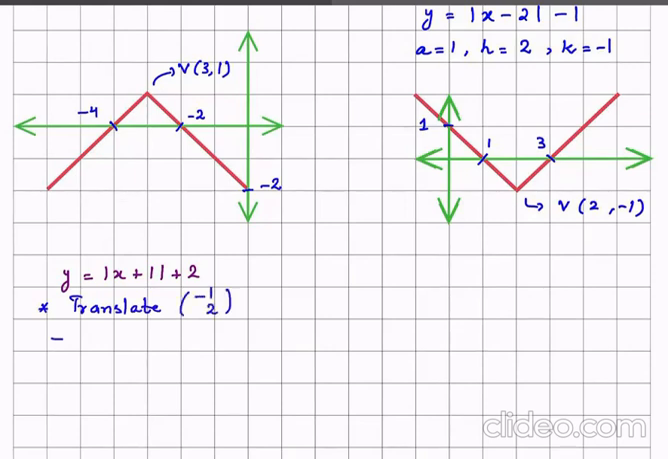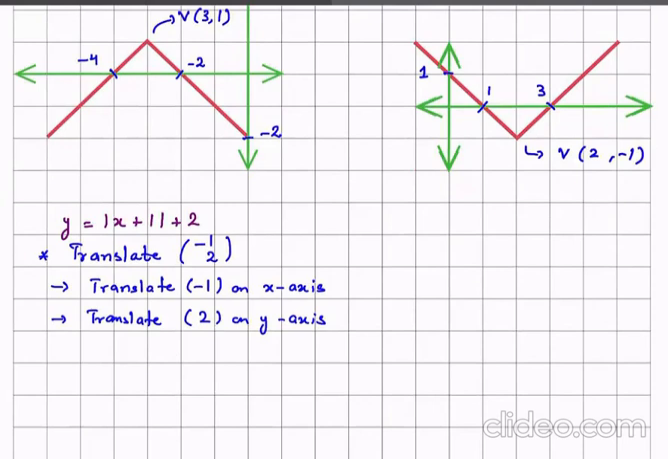इसको अगर हम सेपरेटली बताएं तो हम कैसे बताएंगे कि translate -1 on x-axis and then translate +2 on y-axis. So let's say we have another question कि भाई 5y is equals to 5 minus 2 times modulus of x.